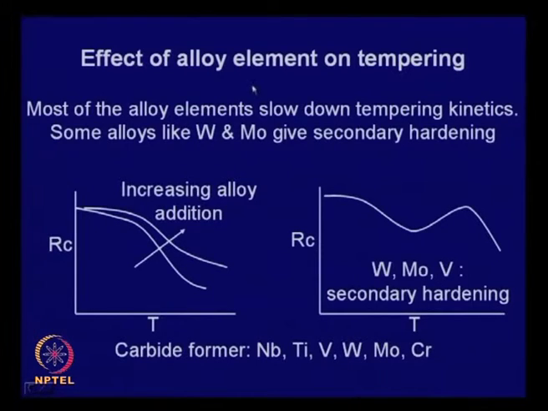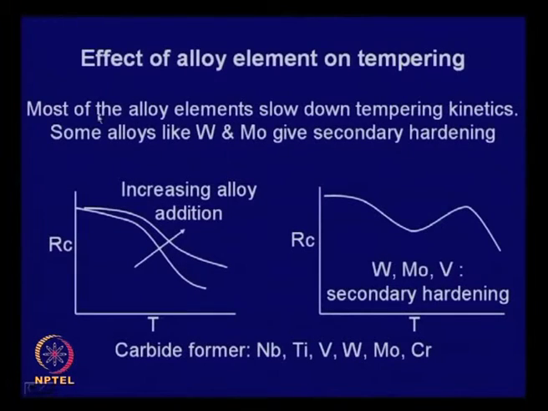Now, this alloy addition also affects the tempering process. We looked at the tempering process. Tempering is a diffusion-controlled phenomenon. If you recollect the structures that we talked about, and let us look at the screen, most alloy elements will slow down the tempering kinetics, and some alloys like tungsten and moly also give secondary hardening.